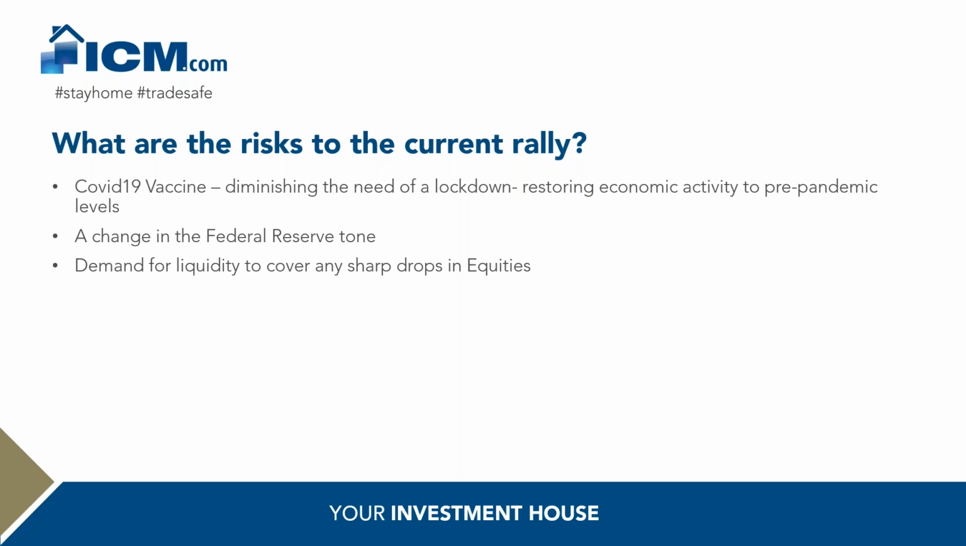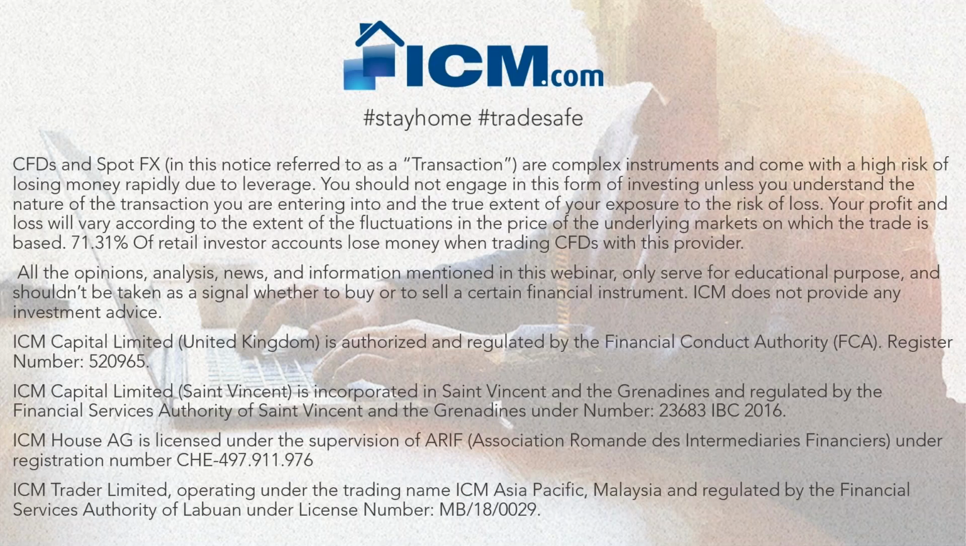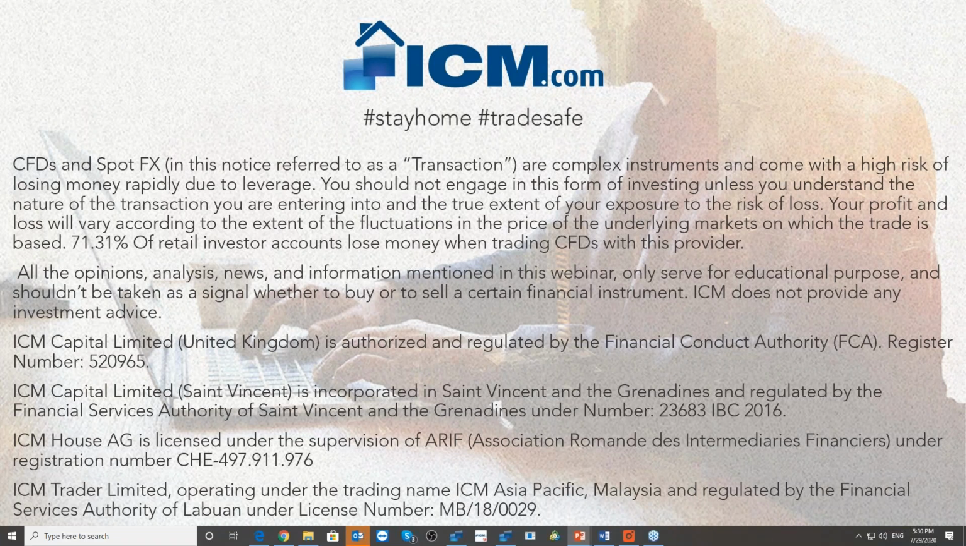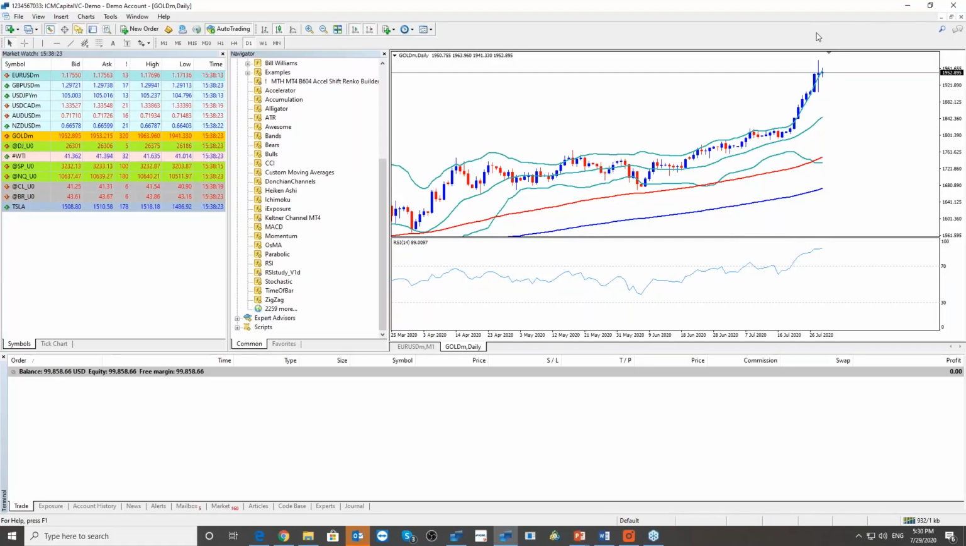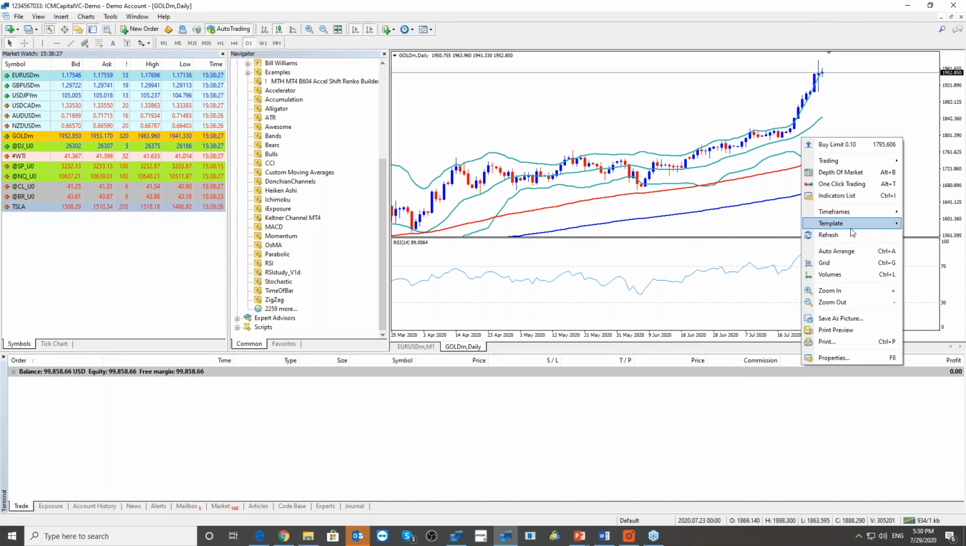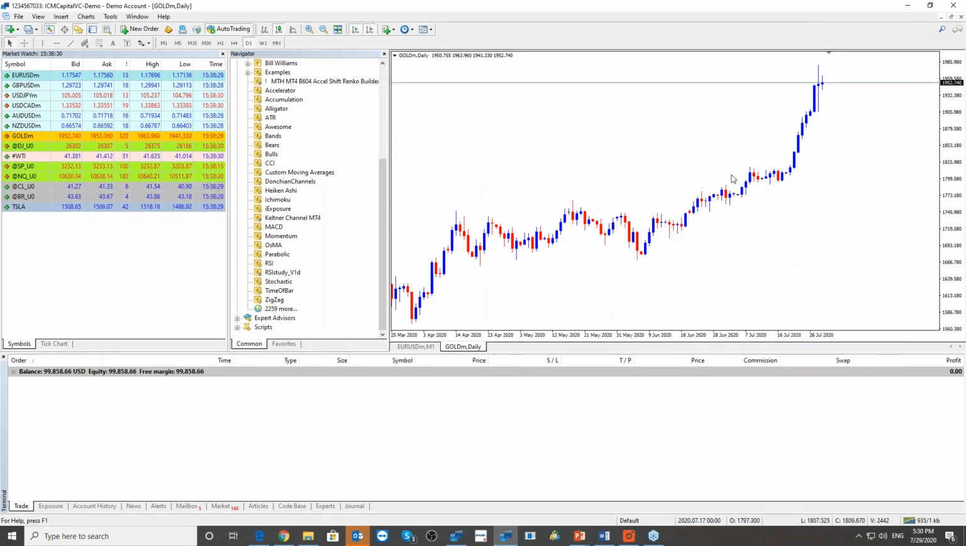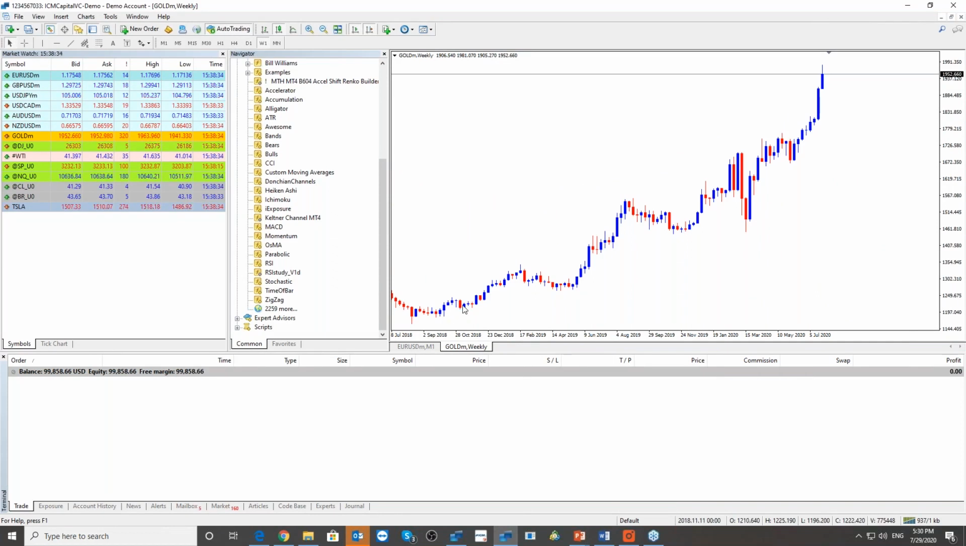Now we're gonna move to the MetaTrader 4 platform in order to check the chart of gold and maybe set some forecasts. So we're gonna use the weekly chart.